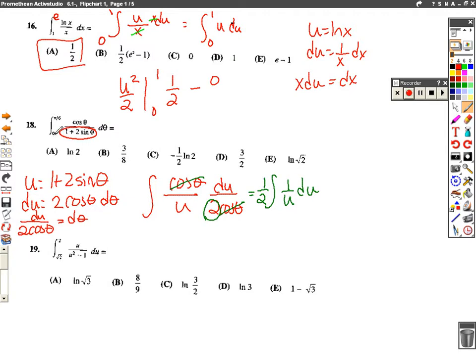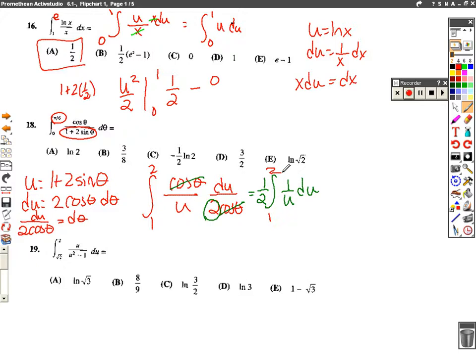In the meantime, I also need to change my bounds. My original bottom bound was 0. If I plug 0 into here, I've got 1 plus 2 times the sine of 0. The sine of 0 is 0, so 1 plus 0 is 1. Now I'm going to plug pi over 6 into my u. The sine of pi over 6 is 1/2. So I've got 1 plus 2 times 1/2. And 2 times 1/2 is 1, and 1 plus 1 is 2. That becomes my top bound.